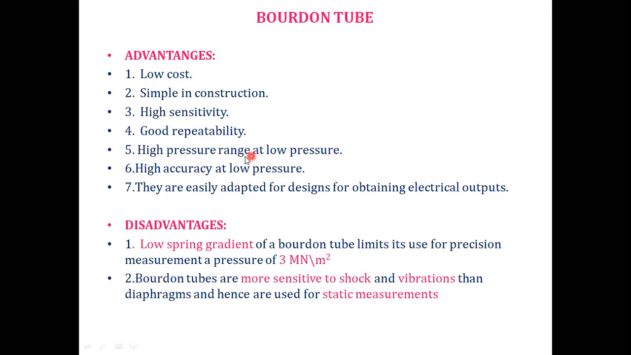High pressure measurement is possible. High accuracy is possible. They are easily adapted for design for obtaining electrical outputs. This instrument is going to be adapted for obtaining electrical outputs also. That pointer and pinion structure can be given to some electrical devices, and we can use an LVDT like that. We can obtain the output voltage in terms of some millivolts like that.